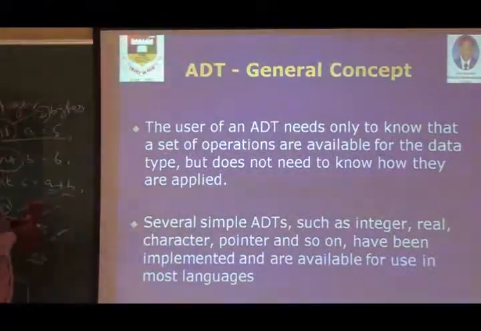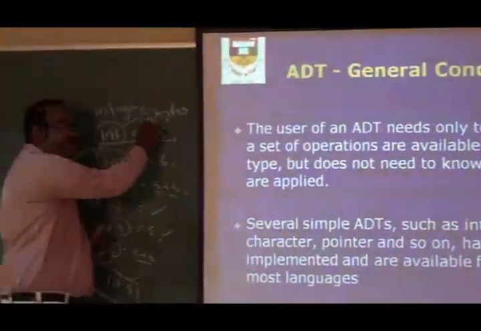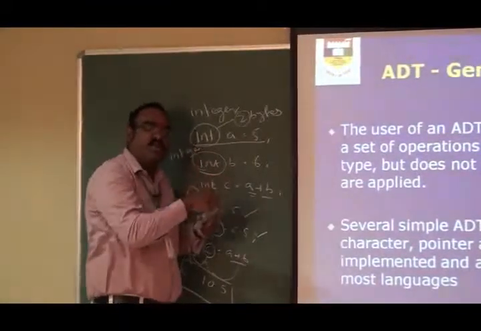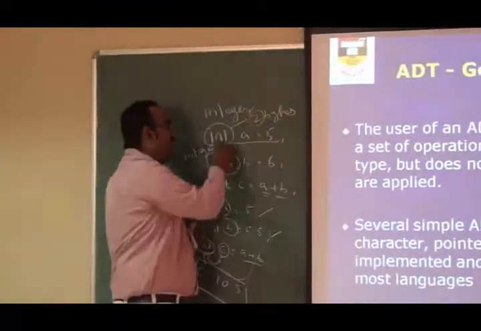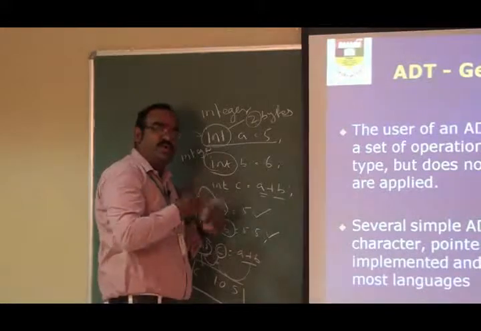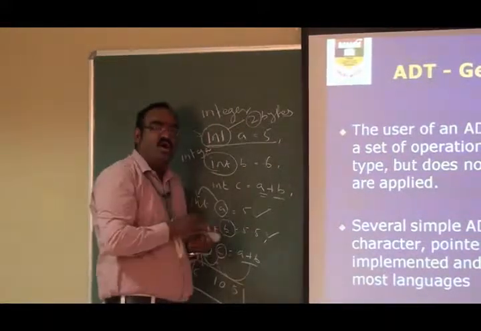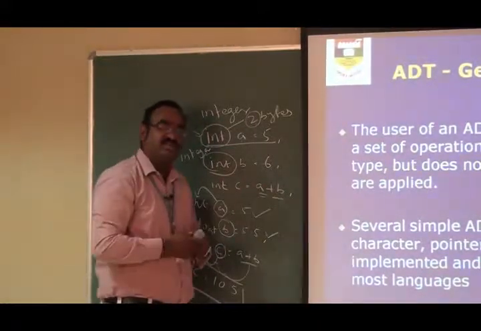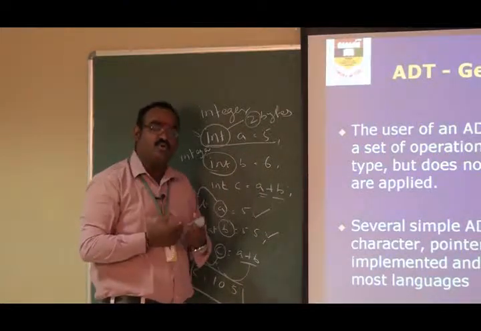Integers occupy 2 bytes, but we don't know how integers occupy 2 bytes. Only the programming language provides the data type integer, that's all. We don't know how these 2 bytes are occupied. That is why several simple ADTs are provided by any programming language.